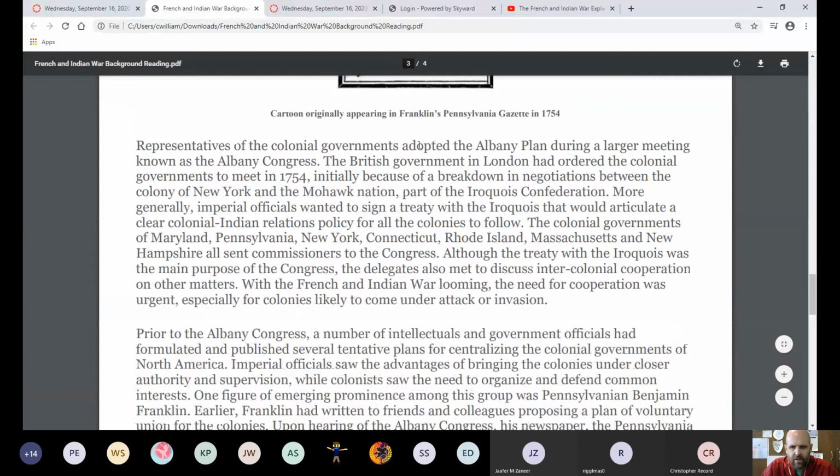The British government in London had ordered the colonial governments to meet in 1754, initially because of a breakdown in negotiations between the colony of New York and the Mohawk Nation, part of the Iroquois Confederation. More generally, imperial officials wanted to sign a treaty with the Iroquois that would articulate a clear colonial Indian relations policy for all the colonies to follow.